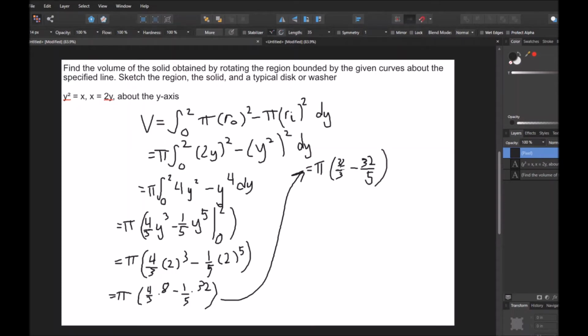And so I'm going to multiply the 32/3 by 5 in the numerator and the denominator, and I'm going to multiply 32/5 by 3 in the numerator and the denominator to get them to like denominators. And then what that is going to give me ultimately is 64 pi over 15. So if you get them to like denominators and then subtract them, your final answer would be 64 pi over 15.